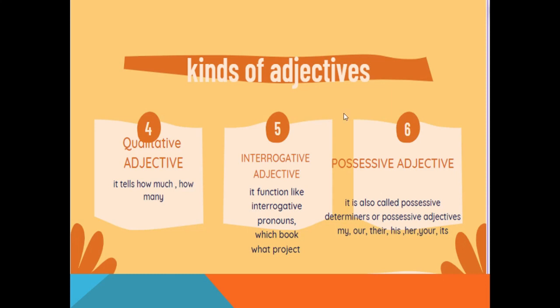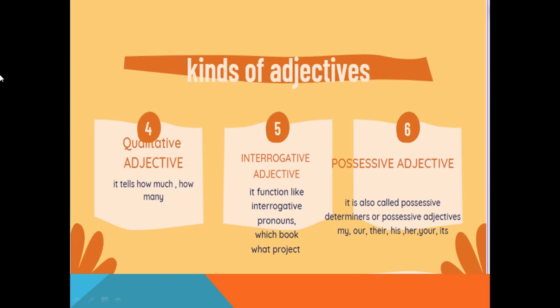Next we have the interrogative adjective. Interrogative adjectives function like interrogative pronouns, like which and what: which book, what project, etc. Here we have which and what, and these are called interrogative adjectives.